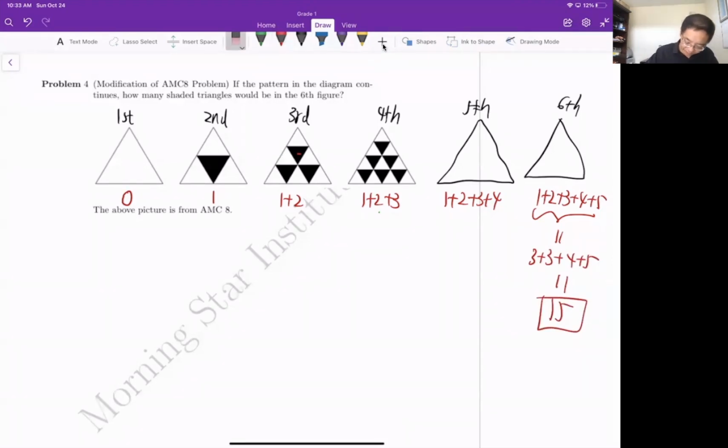Or if it's not so clear, we can just draw it, right? So in other words, let's draw it. Let me finish and draw one more layer. This is the fifth. Let's finish the shaded ones, and then let's go to the sixth. Add one more layer. So this will be the sixth, right?